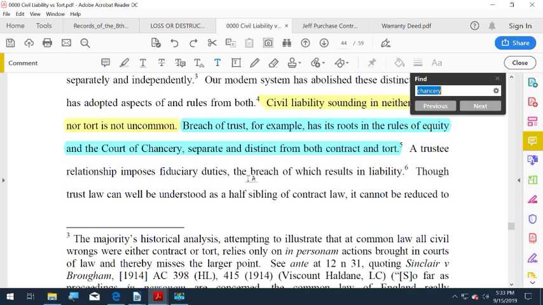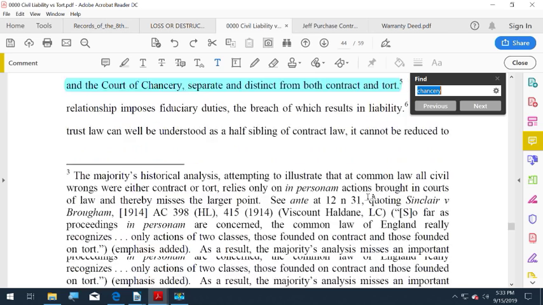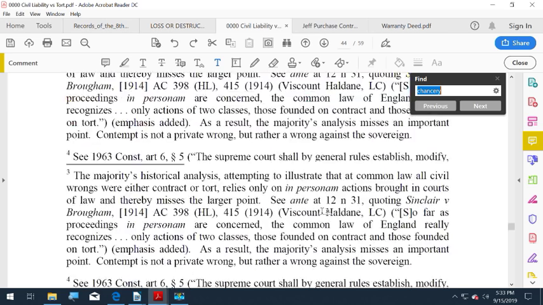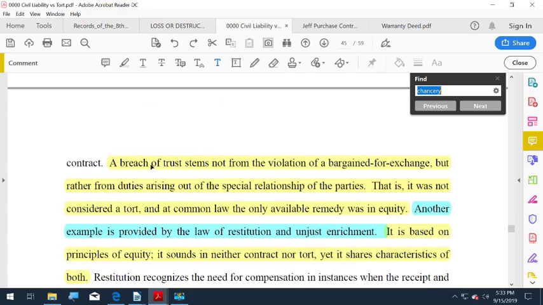So a trustee relationship imposes fiduciary duties, though trust law can be well understood as a half sibling of contract law. It cannot be reduced to contract. A breach of trust stems not from a violation of the bargain for exchange, but rather from the duties arising out of the special relationship between the parties, agent and client. That is, it was not considered a tort, and at common law, the only available remedy was in equity. If it's a breach of trust, you can only get remedy in equity, they're telling you.